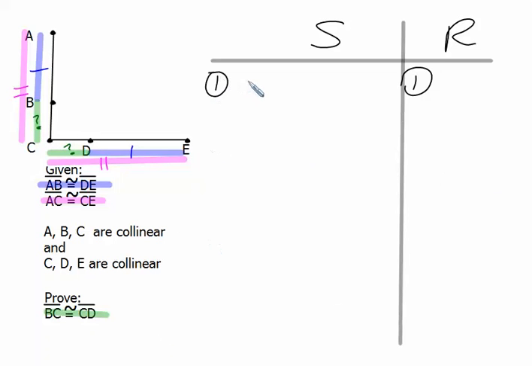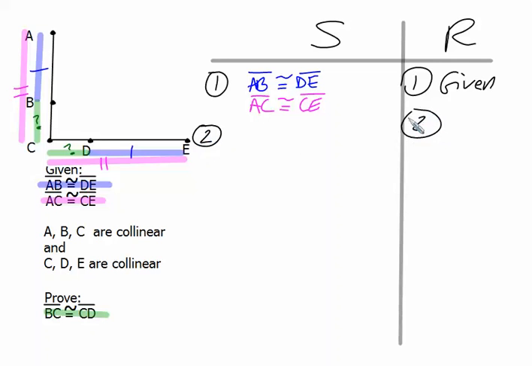Let's start with the given. Although we said you can point, let's write it out. Segment AB is congruent to segment DE, that was in our given. And segment AC is congruent to segment CE. The reason on those is straightforward. They are given to us.